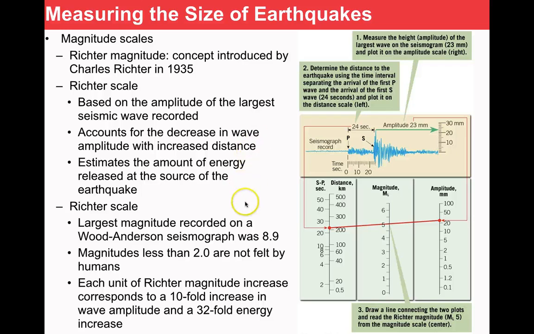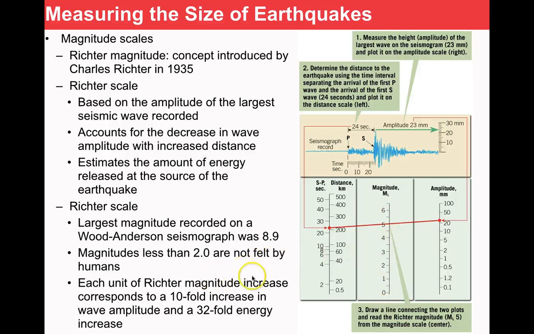So the Richter scale basically works like this. For a long time, the largest that we had ever recorded on a seismograph was a magnitude 8.9. That doesn't mean that there weren't bigger earthquakes occurring. In fact, several have. But that was the largest that we were able to detect at that time, for a long time, actually. We also note that magnitudes less than 2.0 are not felt by humans. Anything below 2, we don't feel, and everything above 2, we definitely feel.